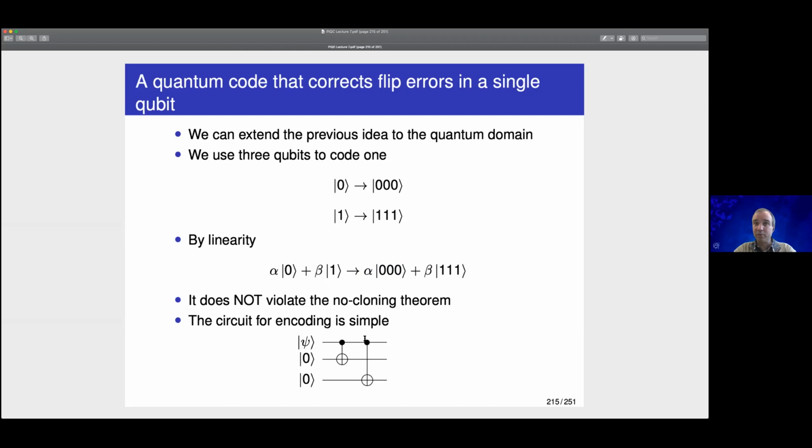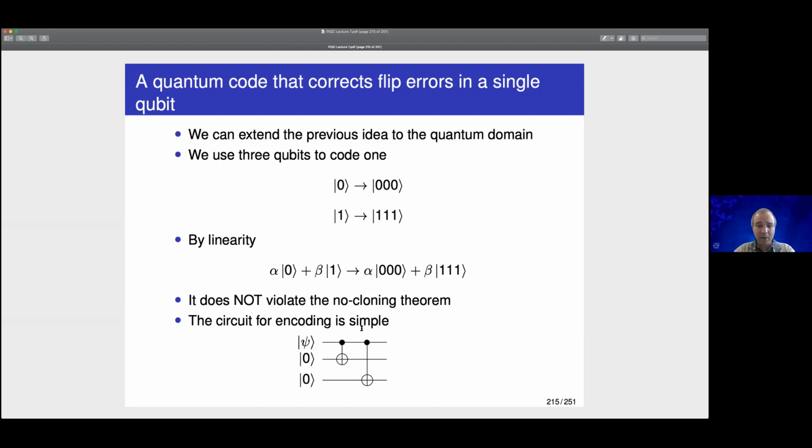You only need to use these 2 CNOT gates, and of course the 0 is going to go to 0 0 0, and the 1 is going to go to 1 1 1. So this is one way of encoding the information, which we can use to realize this simple code. Okay, how is this useful?